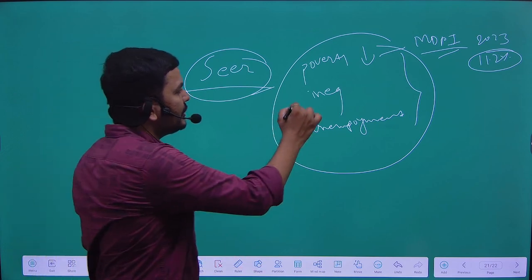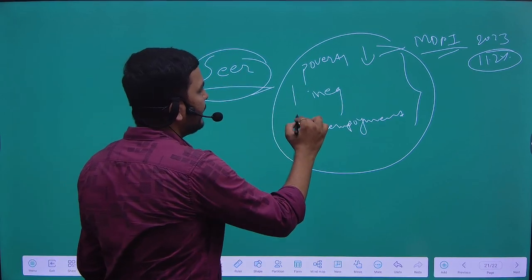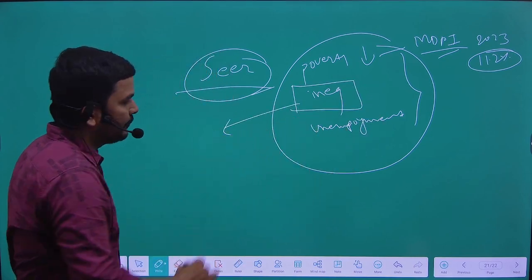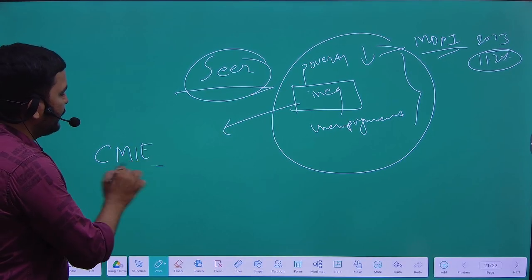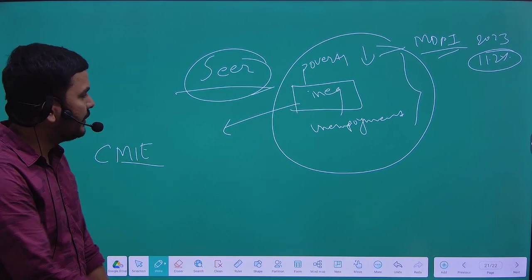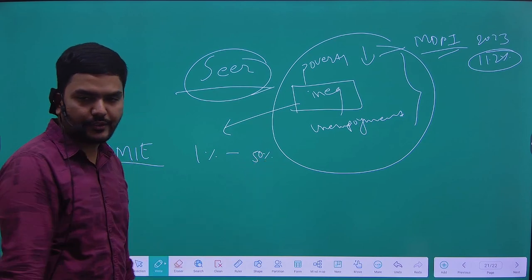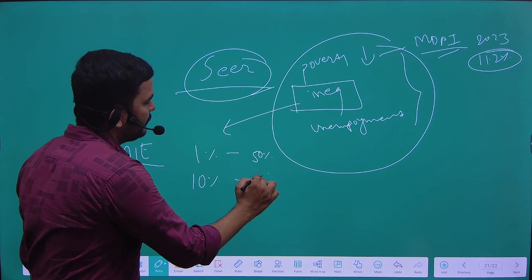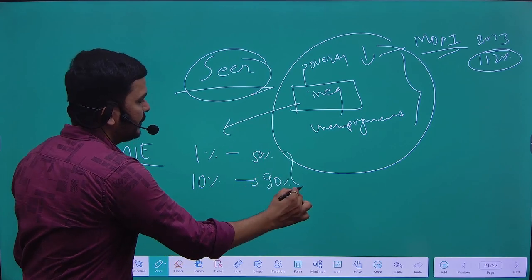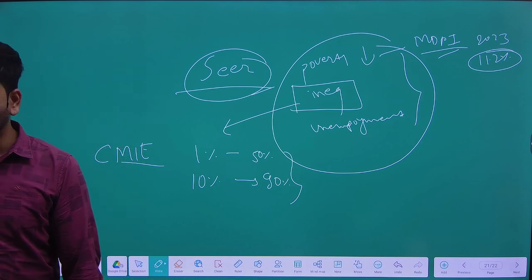But when we talk about inequality, you would find that based on the CMIE report, Center for Monitoring of Indian Economy, the top 1% is holding around more than 50% of the resources. Top 10% is holding around 90% of the resources. This is severe poverty, severe inequality that is there in India, right?